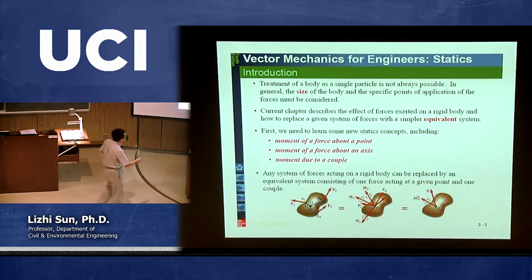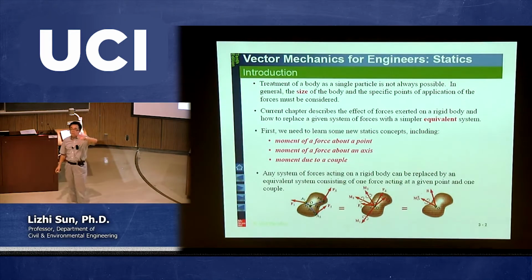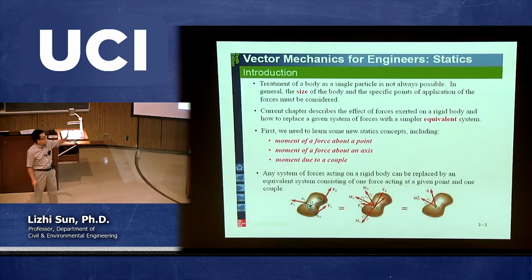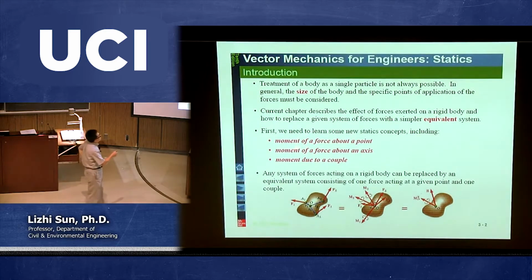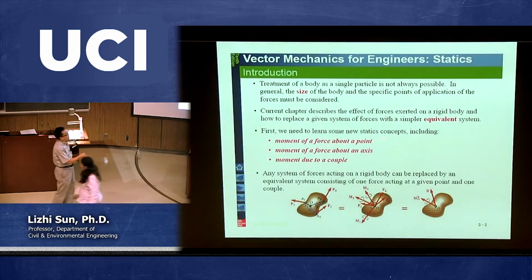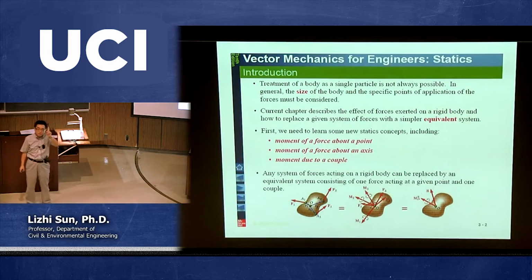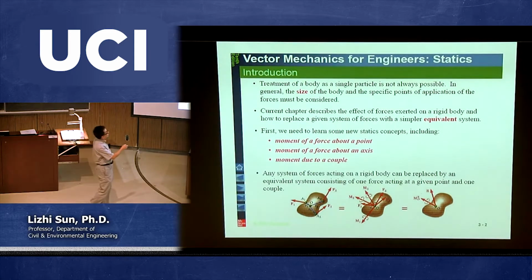Before finally reaching that, I would like to introduce three kinds of moment in this chapter. The first one is the moment of a force about a point. That's number one, the first kind of moment. The second kind of moment we're going to introduce is called the moment of a force about a given axis this time.